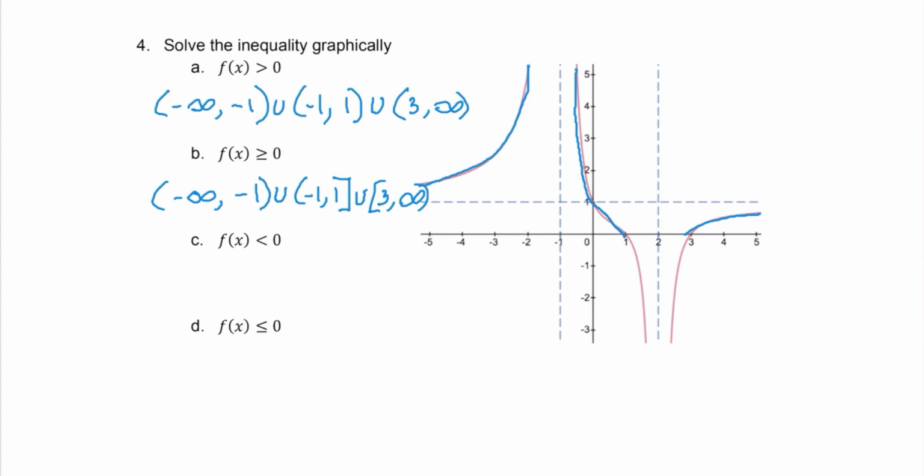In part C, we're asking where is f less than 0? Where is it below the x-axis? In this first piece, starting at 1 up to 2. And again, from 2 up to 3. D, very similar to C. This time we can include x-intercepts. We'll bracket the 1, go up to 2, but not include the 2. It's an asymptote. Union, parenthesis 2, and bracket the 3.